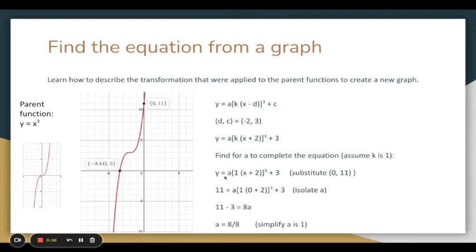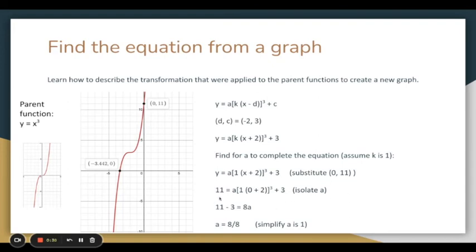So we substitute any point right here. This will be the easiest one, in my opinion: 0, 11, this coordinate. So we plug in 0 and 11 into x and y. So x would be 0, y will be 11. As you can see right here, I put 11 here and put the 0 right here. So we calculate this and isolate for a.